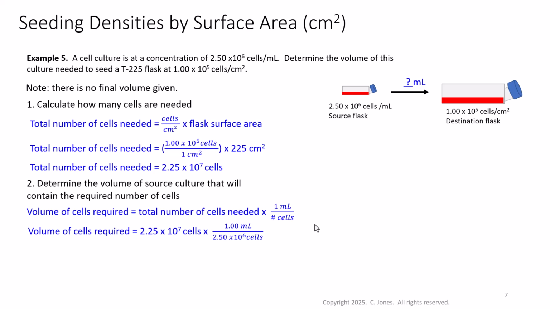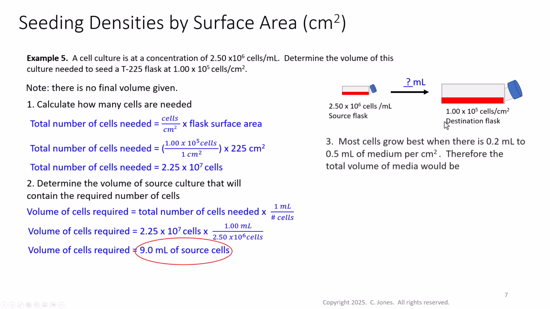So the volume of cells required is going to be 2.25 times 10 to the 7th cells times 1 mil divided by 2.50 times 10 to the 6th cells. And so again, you can see we've just inverted the cell density. And so the volume of cells required is 9.0 mils of source cells. So we need 9 mils of cells from here. When we put this into the flask and spread these out uniformly, that will correspond to 1.00 times 10 to the 5th cells per centimeter squared.